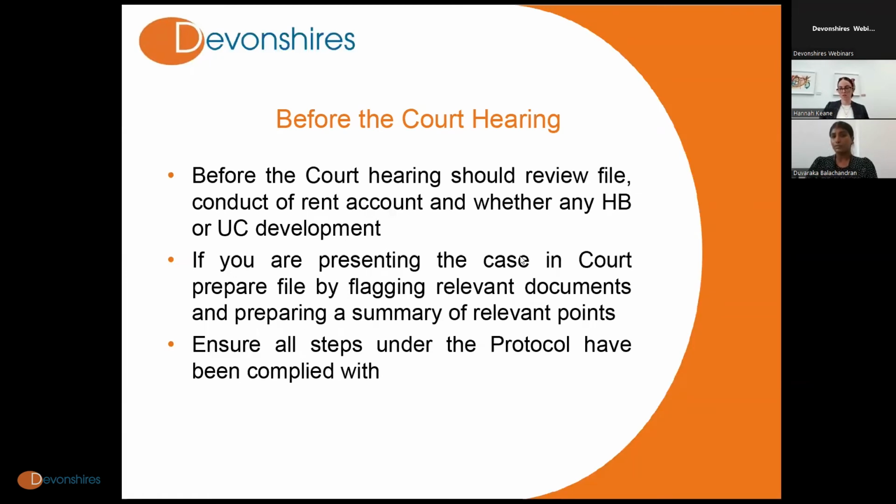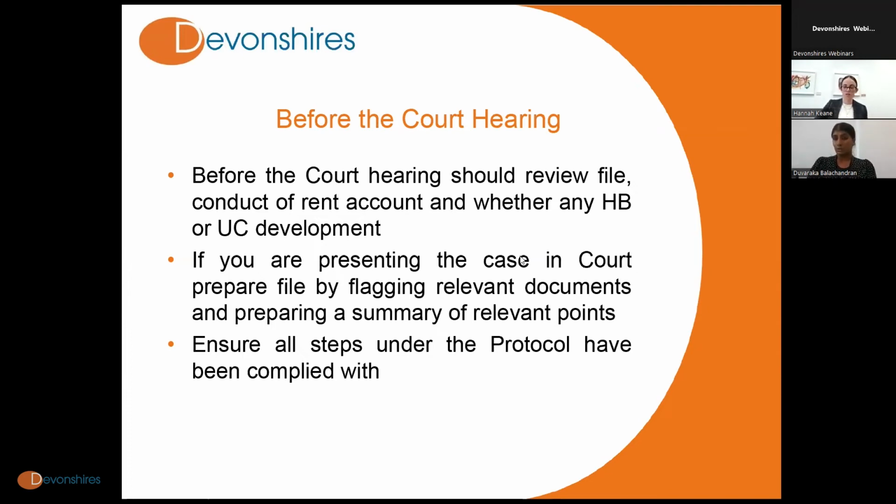Before the hearing, review the file, do a review of the rent account, see whether there has been any changes in the housing benefit payments, whether anything has been received. Again, if there's been any changes in the entitlement details, whether there's a shortfall, whether there's a shortfall payment. So it's very good if you can review the rent account before going to the court proceedings. If you are presenting the case in the court, just flag up the relevant items.